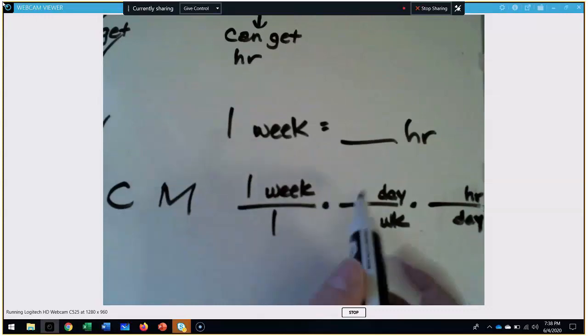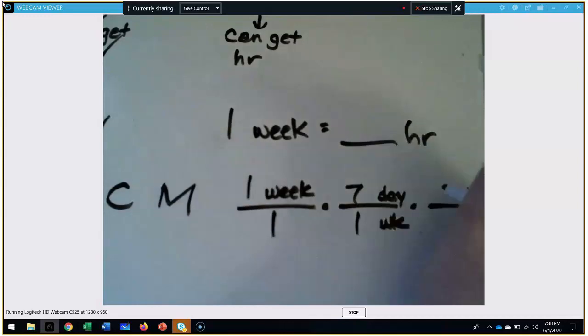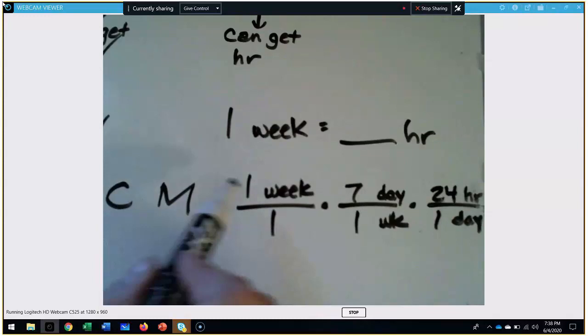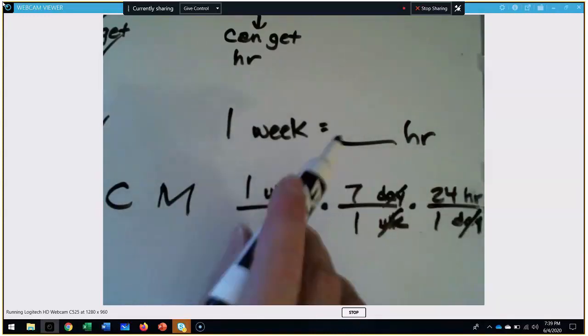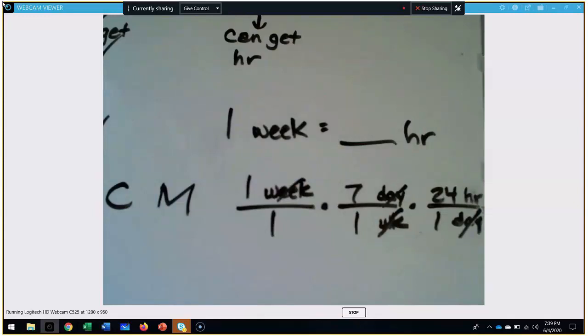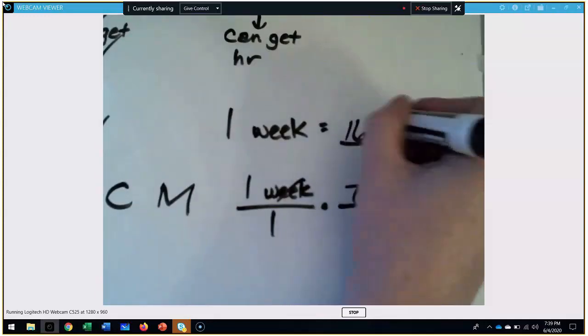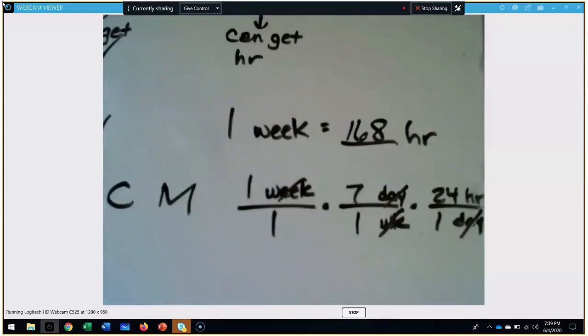So there's obviously 7 days in a week and 24 hours in a day. And then I can take this straight across, which will cancel out the weeks because they're diagonal, and cancel out my days, which will give me hours. So how many hours is this altogether? I got 168. That's right. And now you know, 168 hours in 1 week.